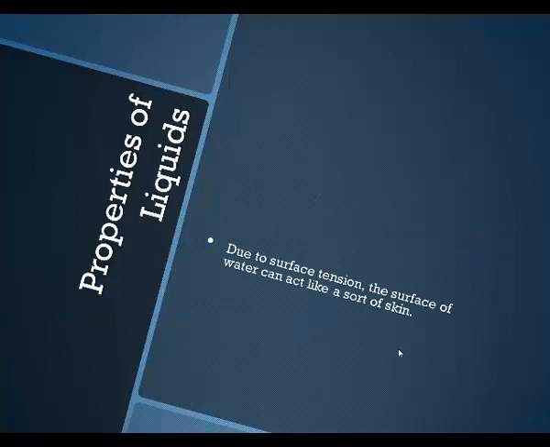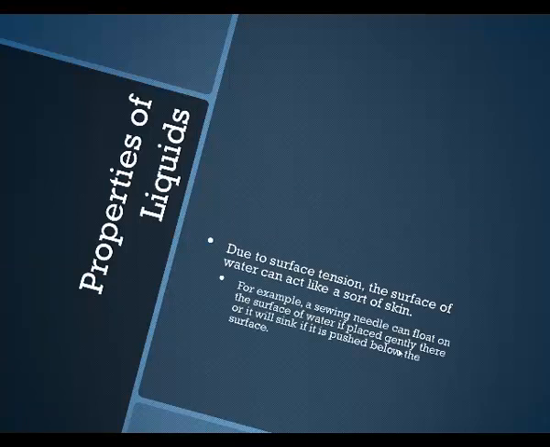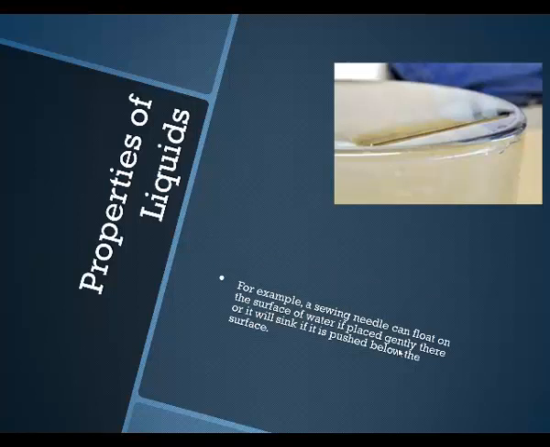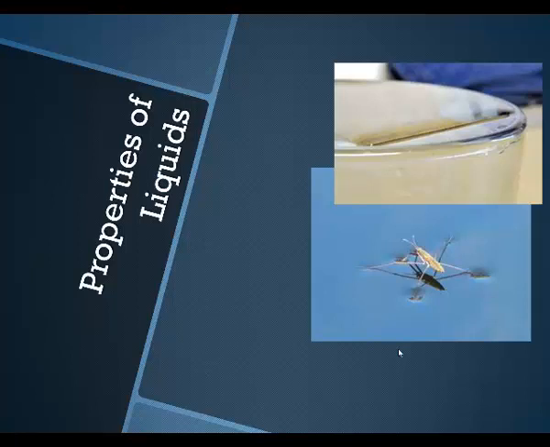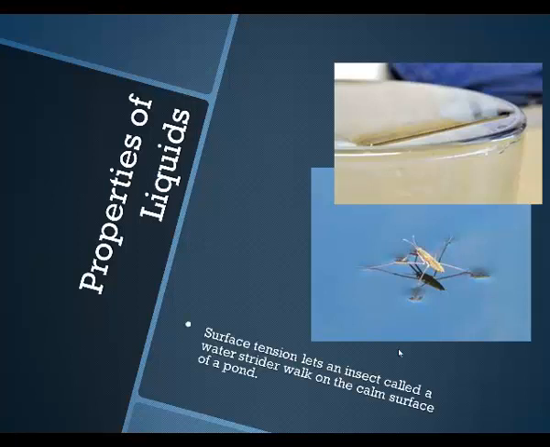Due to surface tension, the surface of water can act like a sort of skin. So, for example, if we were to take a sewing needle and put it on the surface of water, it will actually float there. If we push it down, then it will sink. But you can see in this picture right here where the needle is actually floating on the surface of that water. Surface tension lets insects called water striders walk on the calm surface of a pond as well.